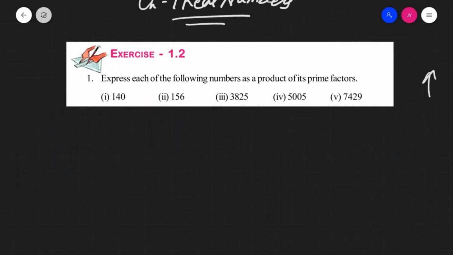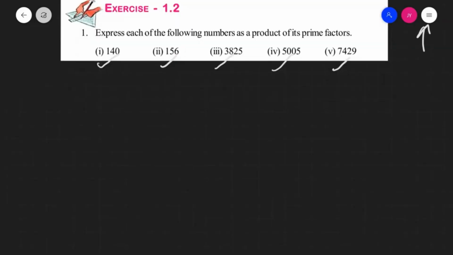So there are two ways to represent numbers in prime factors. I'll explain the two ways. The first one we'll do in the two ways. The second and the fourth one we'll do in the first way. The third and the fifth one we'll do in the second way. So first, now 140. The first way is what we have learned since our childhood.